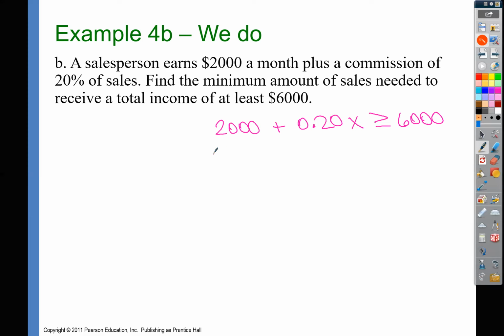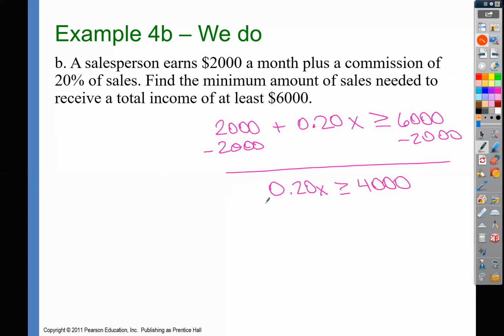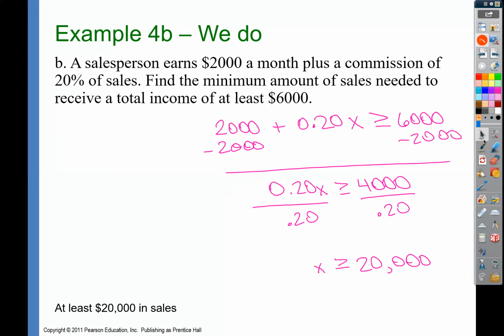Okay. So we're going to subtract 2,000 from both sides. And I get 0.20x is greater than or equal to 4,000. If I divide by 0.20, that's the same thing as multiplying by 5 over 1, by the way. You get 20,000. So the answer is they need to sell at least $20,000 in sales to have an income of at least $6,000.